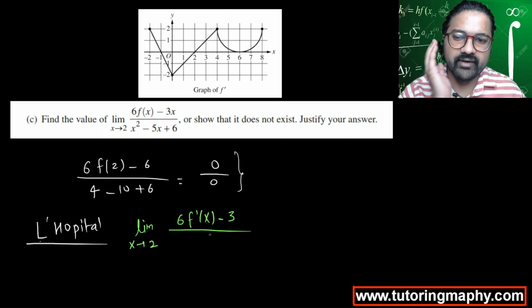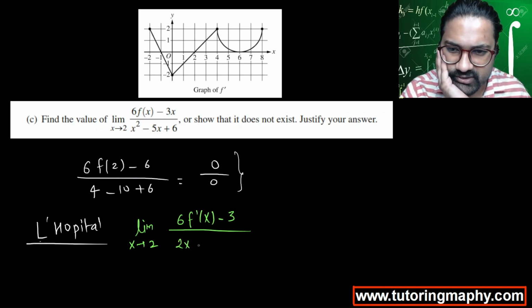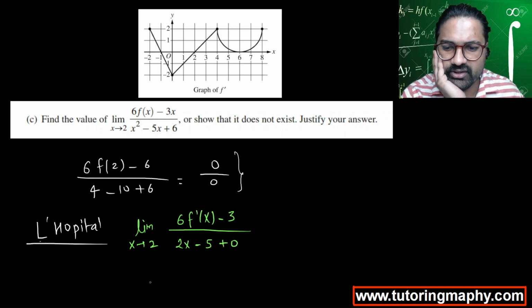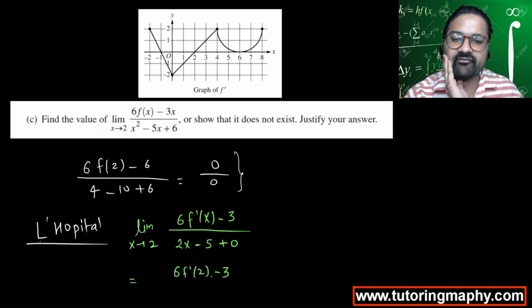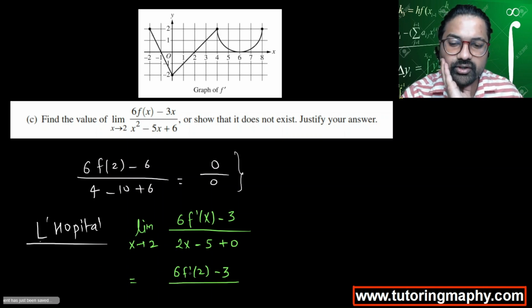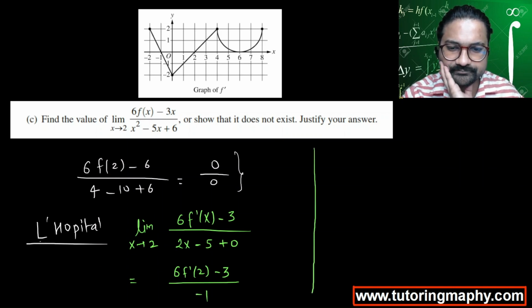The derivative of x squared is going to be 2x. The derivative of 5x is just going to be 5. And the derivative of 6 is just going to be 0. And now I'm going to sub in 2 and let's see if we are getting a meaningful answer. So it's 6 times f'(2) minus 3 over 2 times 2 is 4, and 4 minus 5 is negative 1. So I'm going to get negative 1 over here.